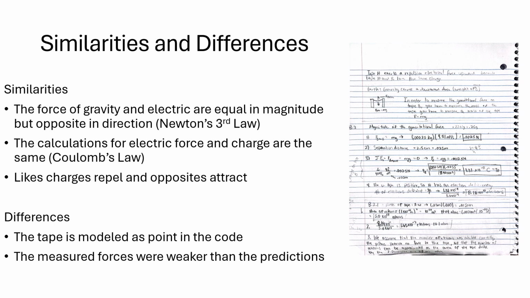Similarities and differences. Some similarities that I found in this experiment were that the force of gravity and electric force were equal in magnitude but opposite in direction, and the calculations for electric force and charge were the same, indicating Coulomb's law: like charges repel and opposites attract. The differences were that the tape was modeled as a point in the code, but in reality the charge may be uneven. The second was that the measured forces were weaker than the predictions.